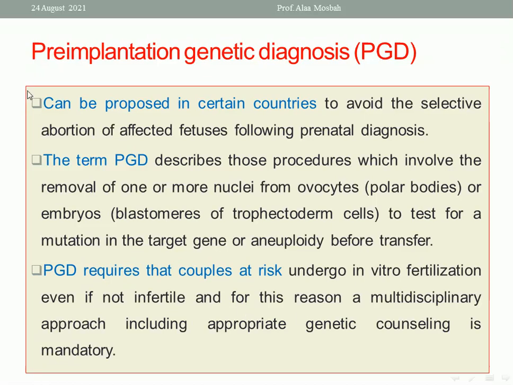So from the start, you can prevent pregnancy if you did pre-implantation genetic diagnosis by taking nuclei from oocyte, polar body, or embryos, blastomeres, to test for mutation in the target gene or aneuploidy before transfer. Okay, if you found the gene is present, thalassemia mutation, so you are not going to transfer the embryo.